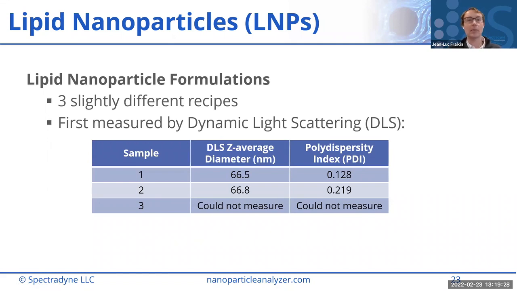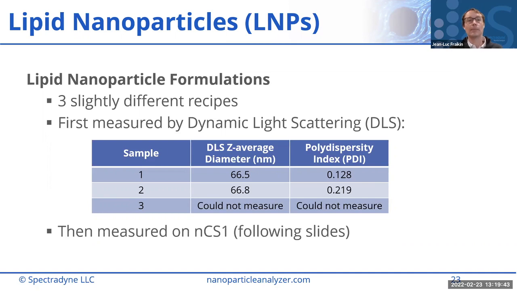So this is all the information we get from DLS, right? And the end users that were looking at these samples were stumped because there were different recipes. They expected to see changes, but they couldn't measure them by dynamic light scattering. Then we measured these samples by the NCS1.